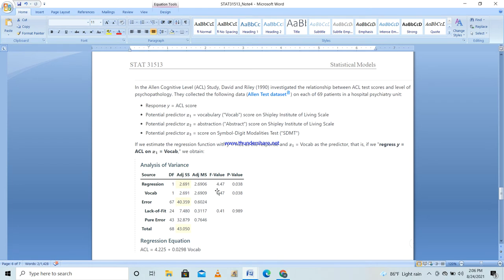This is the ANOVA table for this model. With the regression, the degrees of freedom is 1, the sum of squares is 2.691, the mean square is 2.69, and the F value is 4.47. For the error, the degrees of freedom is 67, and the sum of squares and mean square values are all given.